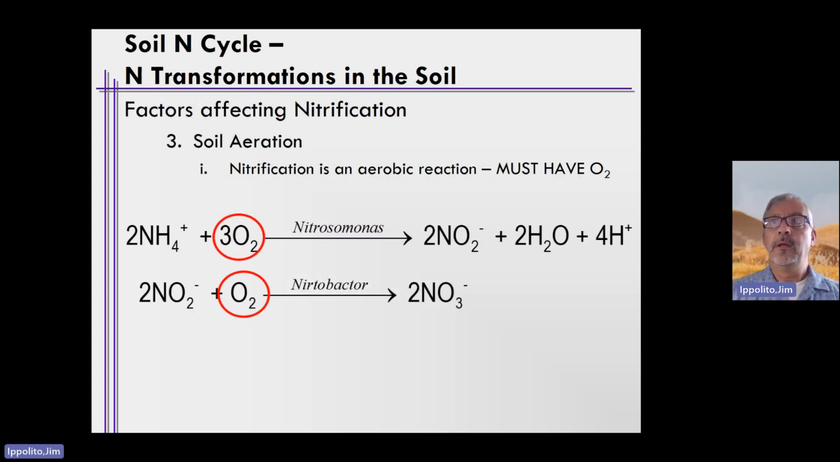Another factor that affects nitrification is soil aeration. Why? Because these microorganisms need oxygen to survive, as you see in the reactions here, just like you saw on several slides ago. Oxygen is needed, and this is an aerobic reaction or a series of aerobic reactions. If the soil is compacted to a high degree, then aeration is limited, or if the soil is saturated for prolonged periods of time, nitrification rates will decrease.